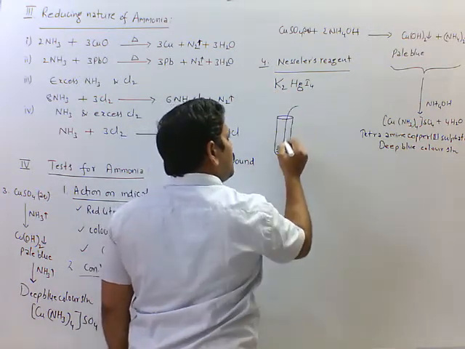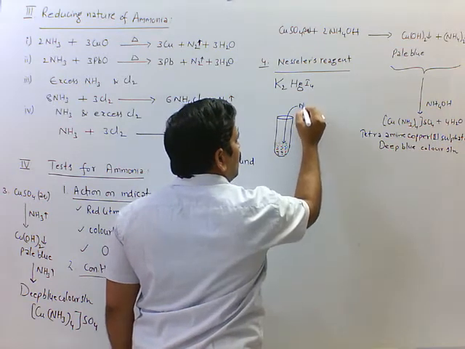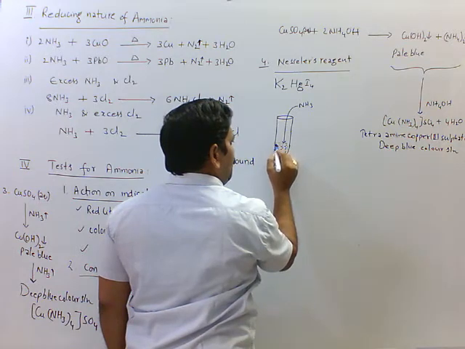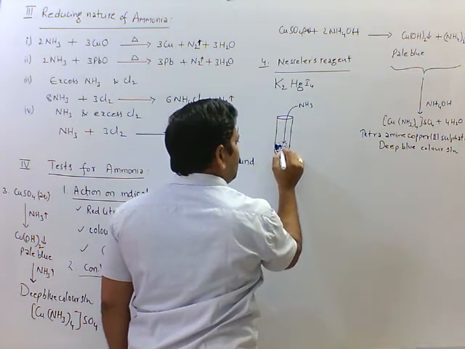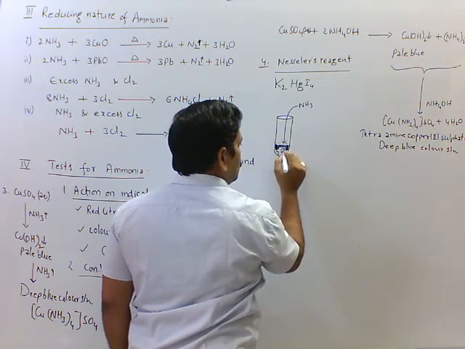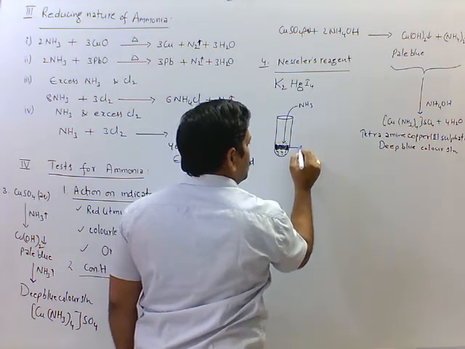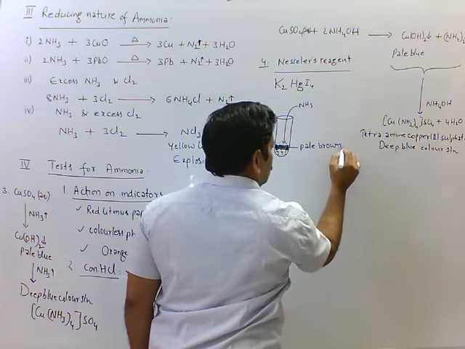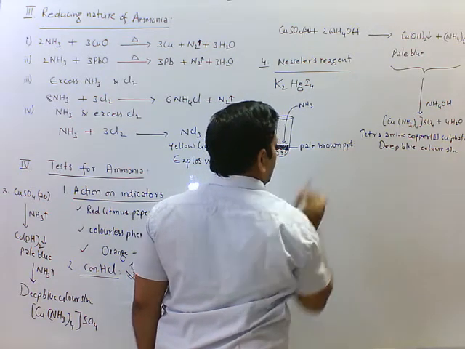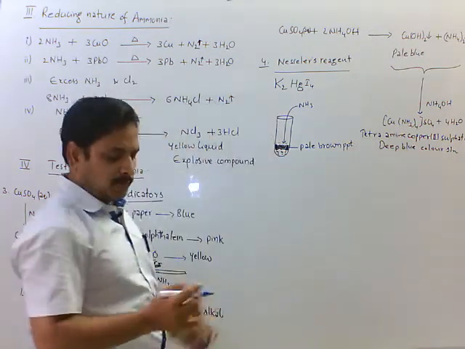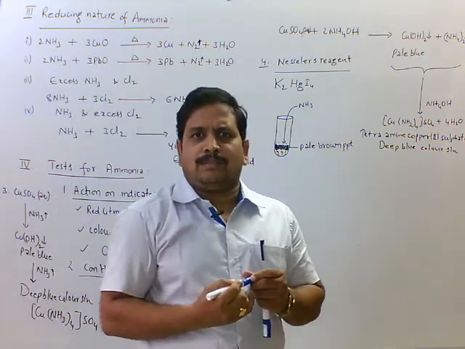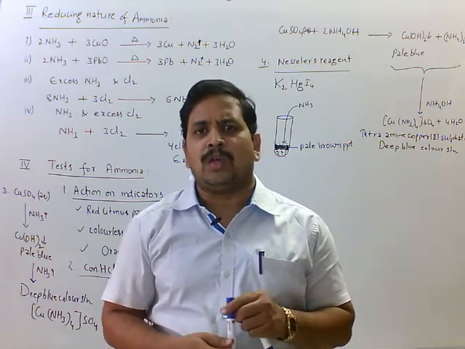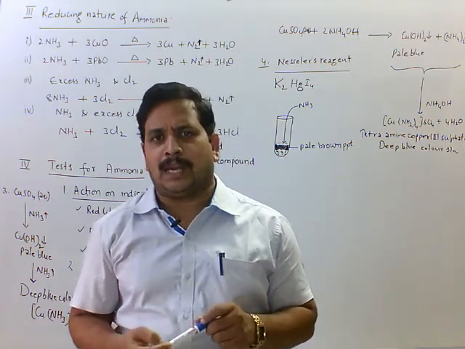Through this, when we are sending ammonia gas, a pale brown precipitate is formed. Its color is pale brown. So ammonia gas is passed through Nessler's reagent. It gives a pale brown color precipitate.